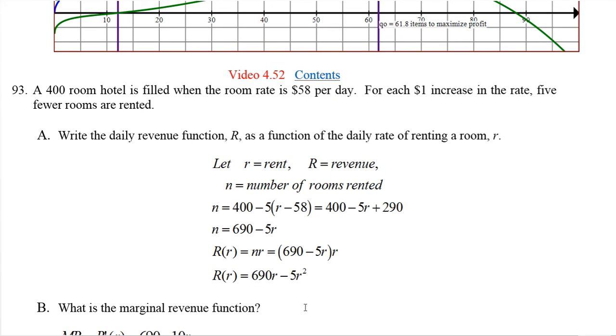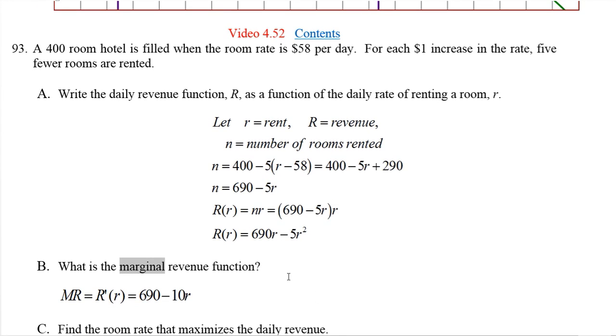What's the marginal revenue function? As always, every time I ask one of these, press pause, work it out, and then come back. So you've worked this out, hopefully. You know marginal means derivative, right? So we're just taking the derivative of that. That's a quadratic, so it's pretty easy to do. It's just 690 minus, and then 2 times -5 is -10, and the r goes down to 1. So it's 690 minus 10r.